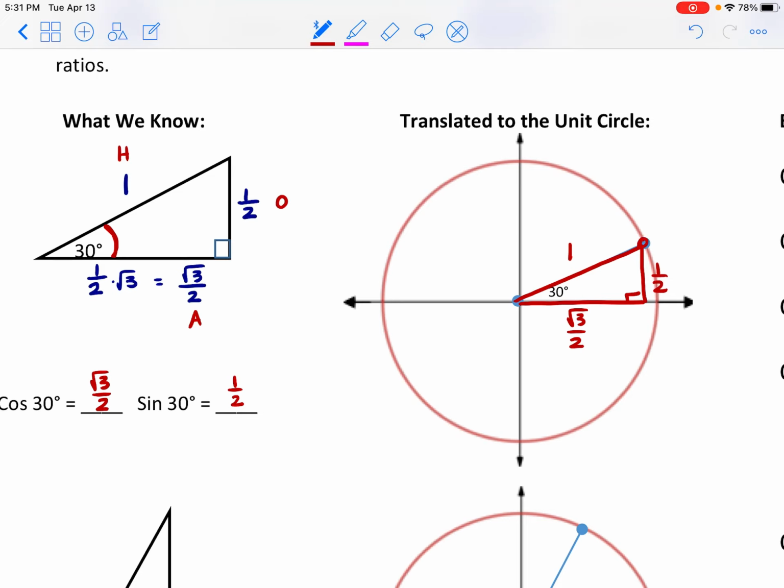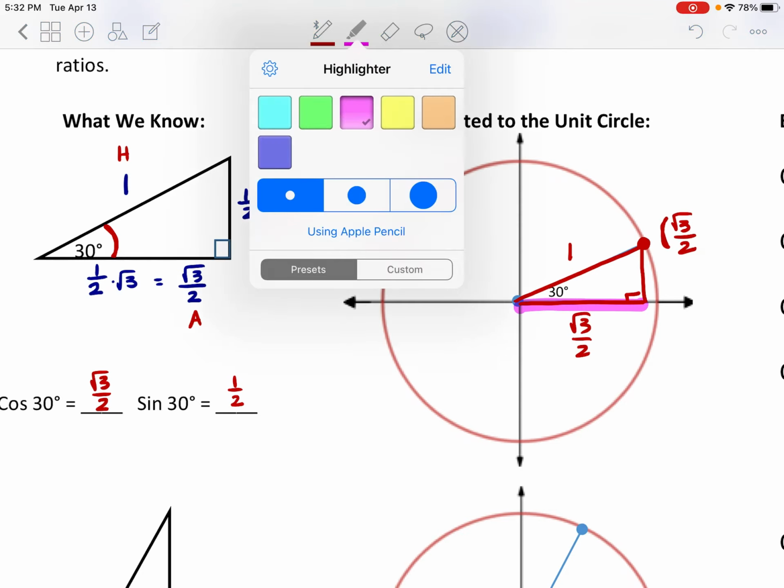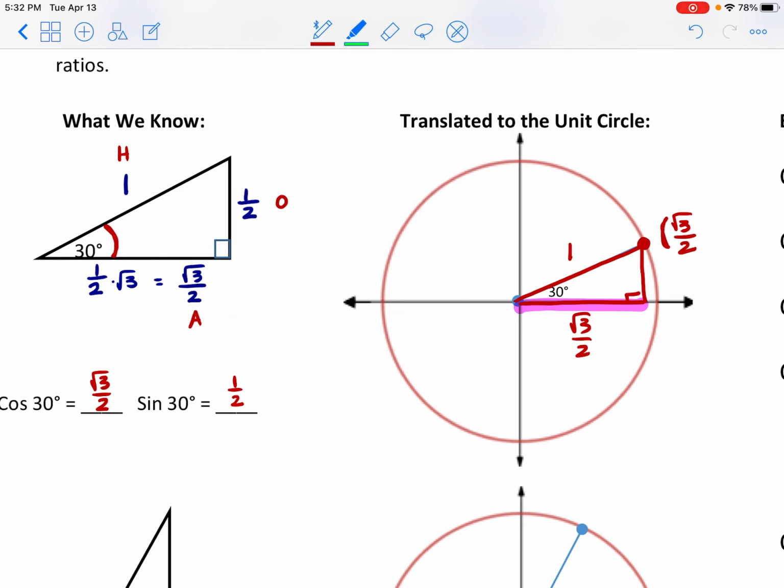Which means the coordinates at this point where that 30-degree angle hits the unit circle would be those two numbers, right? So if I wanted the coordinates at this point here, it's how far have I traveled along the x-axis? Well, I've gone radical 3 over 2 units. So the x value in that coordinate is radical 3 over 2. And then the y value here is how far have I gone up the y-axis. Well, that's this length here, and that we said was going to be a half.